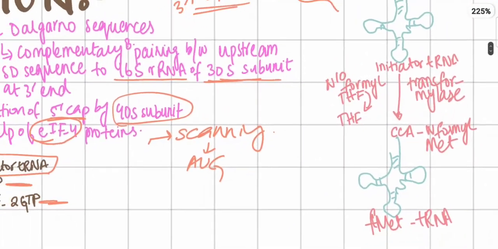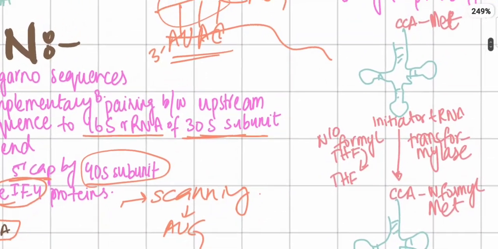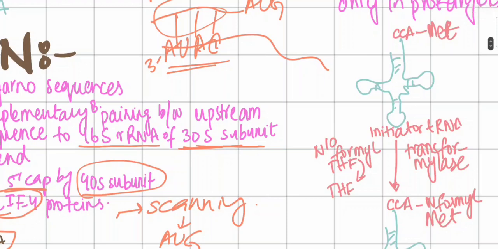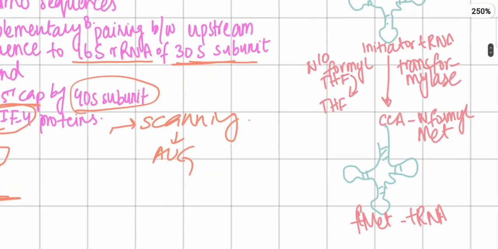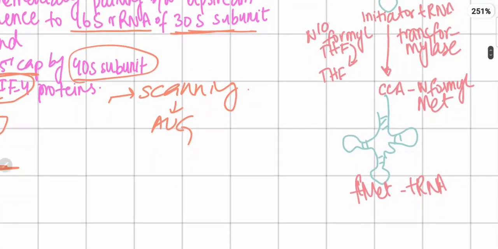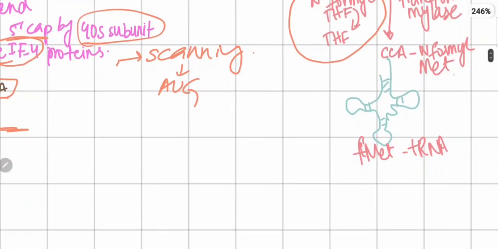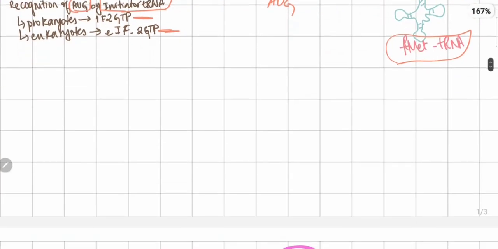Now, only in prokaryotes, the initiator transfer RNA actually has to undergo transformylation. What does that mean? We have this methionine initiator transfer RNA, this is charged transfer RNA, and we have the N10 formyl tetrahydrofolate. It gives its formyl group, and the N10 formyl group attaches to the methionine, and it forms fMet tRNA. Only in prokaryotes, it does not occur in eukaryotes.